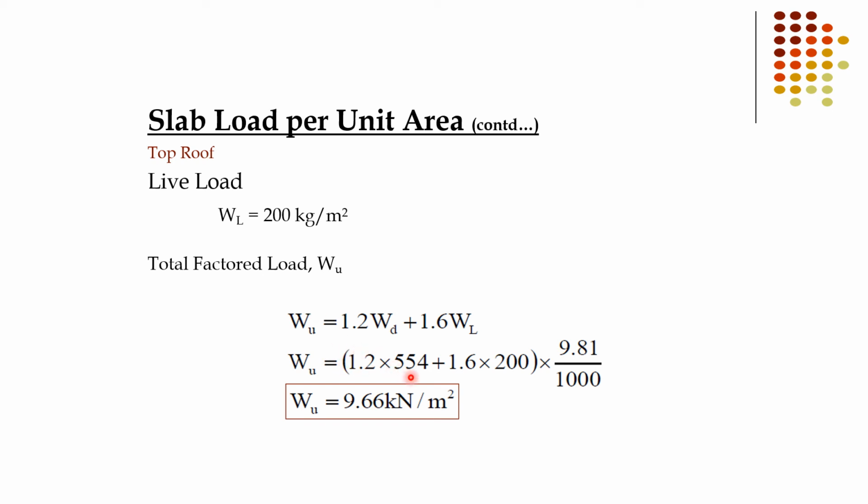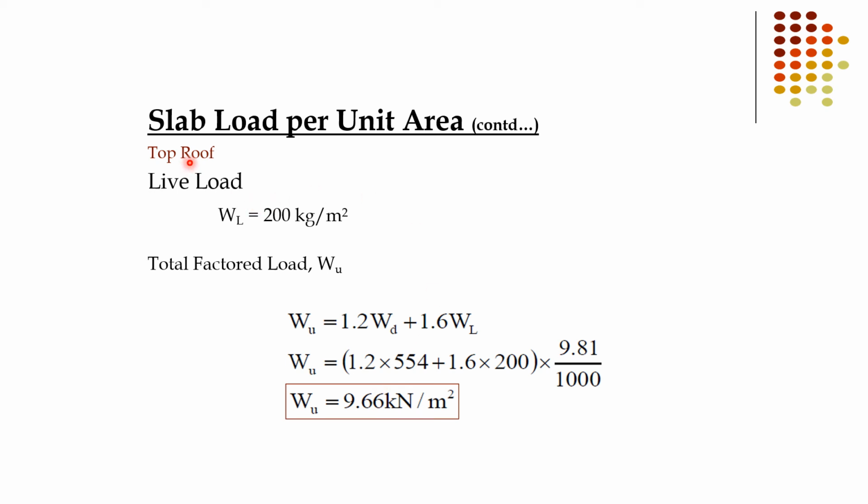Dead load was 554 multiplied with 1.2, and live load, that is 200, multiplied with 1.6. The whole bracket is multiplied with 9.81 to convert kg into newton, then divided by 1000 to convert into kilonewton. So the answer is 9.66 kilonewton per meter square. That is the load calculation for the top roof.